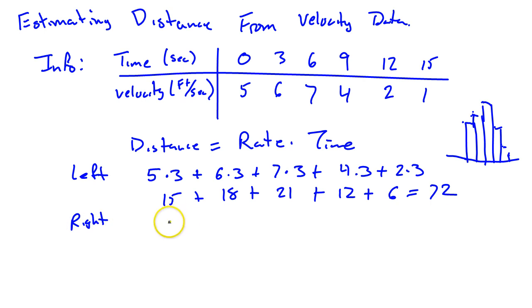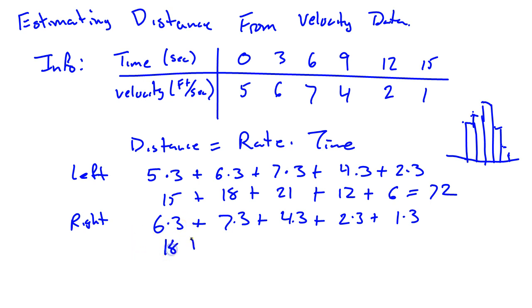So there's still 5 subintervals that are all of length 3, so I'm saying times 3 here. But for this first one, rather than choosing the 5 to multiply by the 3 seconds, I'm going to choose the 6. And in the second one, rather than choosing the 6, I'm choosing the 7. And then instead of the 7, I'll choose the 4. And instead of the 4, I'll choose the 2. And instead of the 2, I'll choose the 1. So there's my same 5 intervals, but different heights because I'm looking at right-hand points instead of left-hand points.